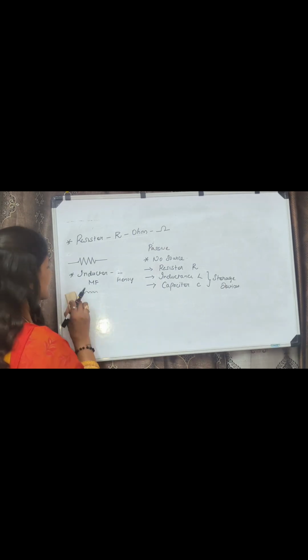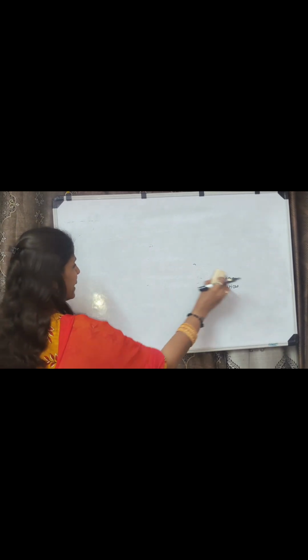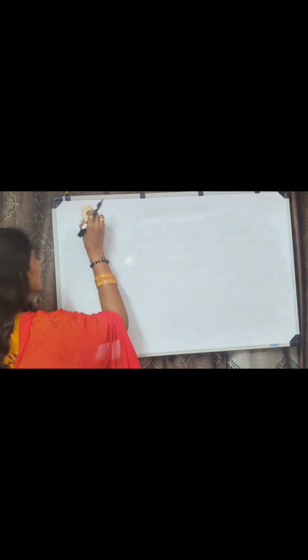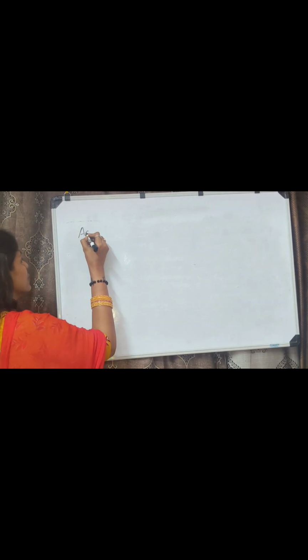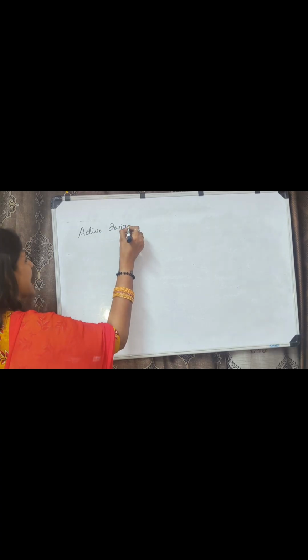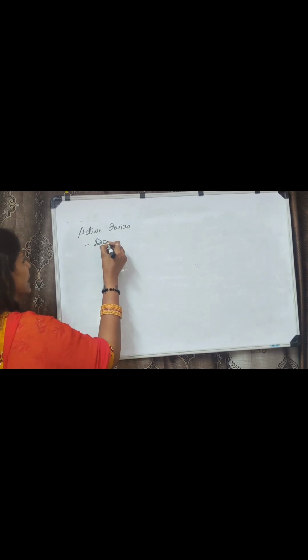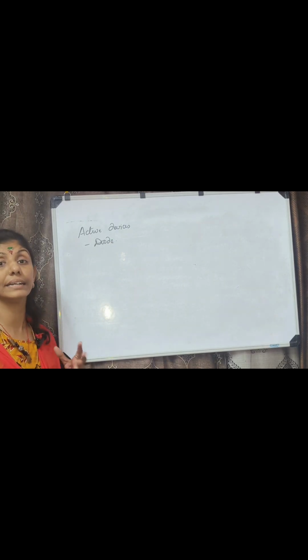Okay. So next, I hope you remember, the next component is an active component. So those are the active devices. What is the first active device I mentioned? It is a diode. The first active device is a diode.